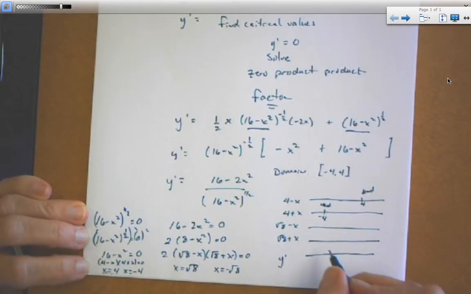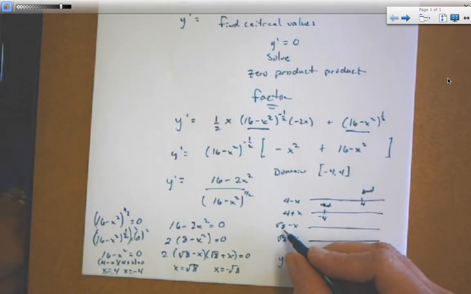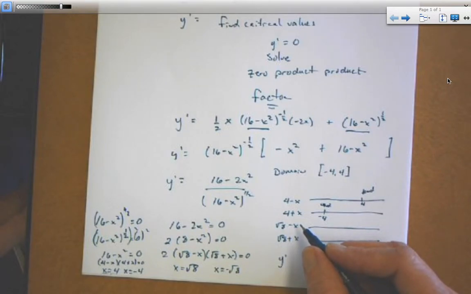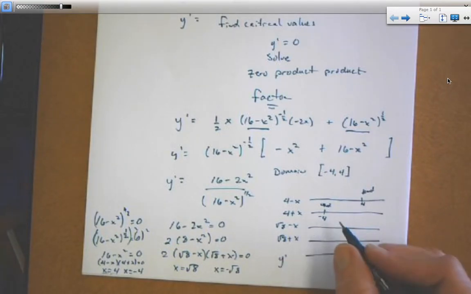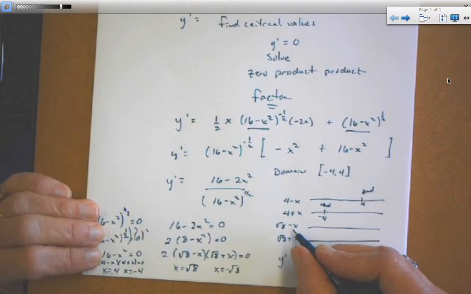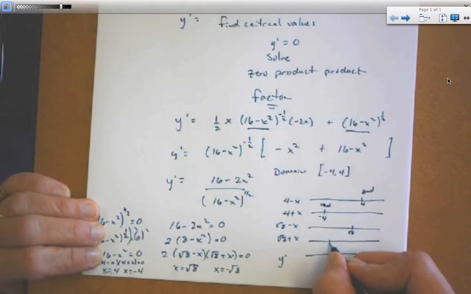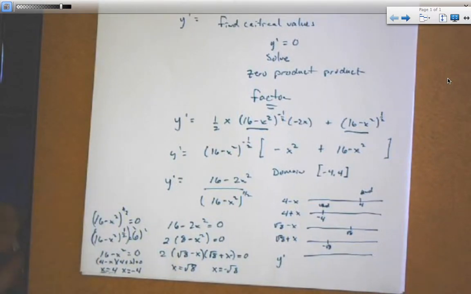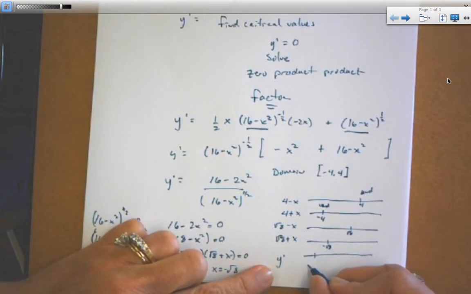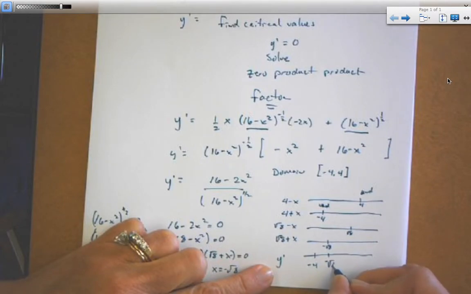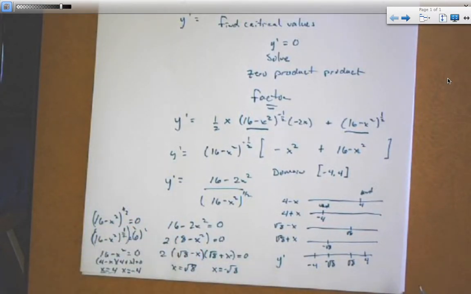Okay, so also square root of 8. Well, square root of 8 is bigger than the square root of 4, but smaller than the square root of 9, so it's between 2 and 3. So the 0 for this one is, let's just put him a little bit in that region. So he's in the domain. So on the bottom line, we have negative 4, negative square root of 8, and positive 4. All right, here we go.